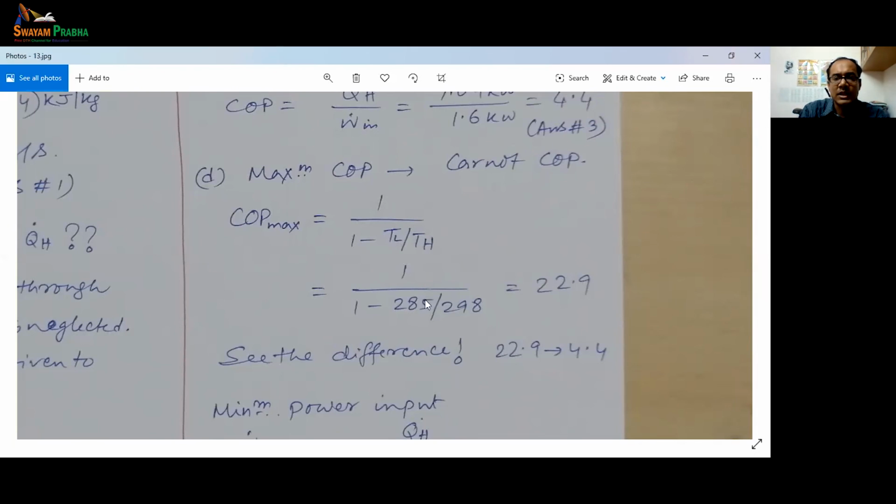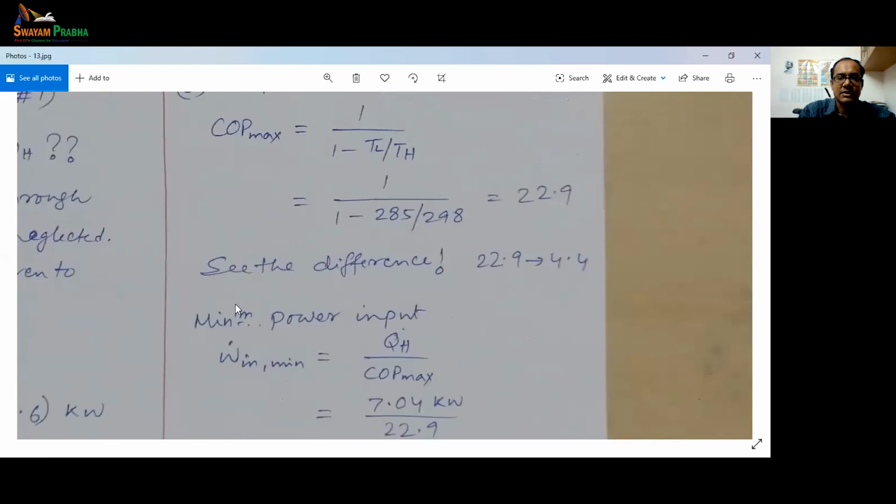The TL is given as 285. Sorry, this is 12 degrees centigrade, and the high temperature reservoir is just the ambient, 298. So the maximum COP you can find is 22.9. See the difference: the maximum COP is 22.9, but actually you are getting 4.4. So the Carnot COP is much higher than what you are actually realizing.